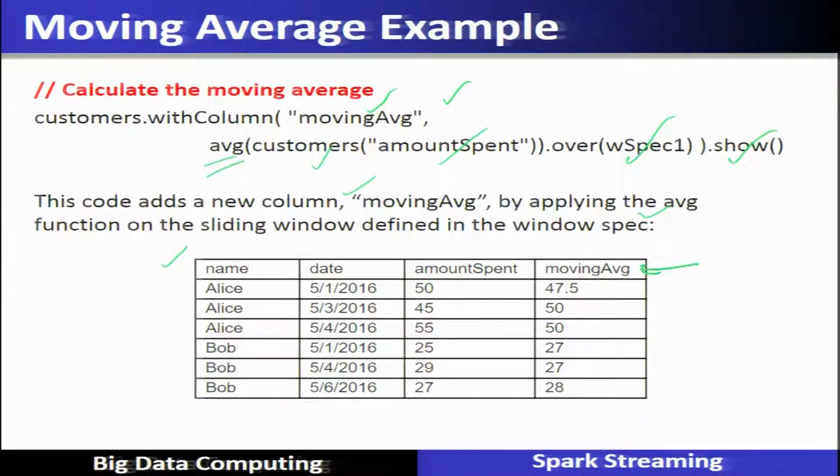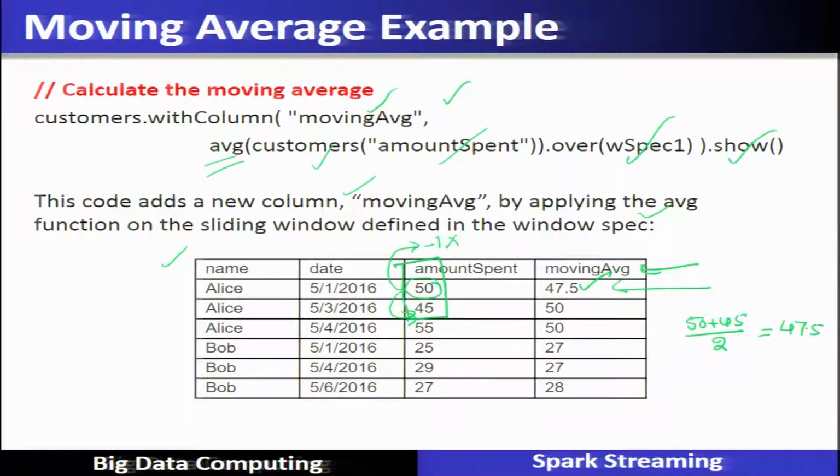So let us see how the 47.5 which we have obtained comes about. If this is the customer, its spending is 50. Before that, the row number -1 is missing, but after this there is a row which is 45, which is available. So this window will consider 50 plus 45 divided by 2, that is nothing but 47.5.